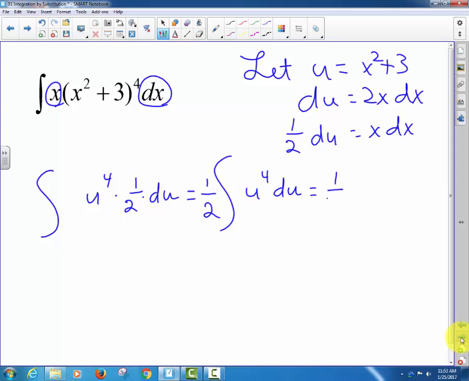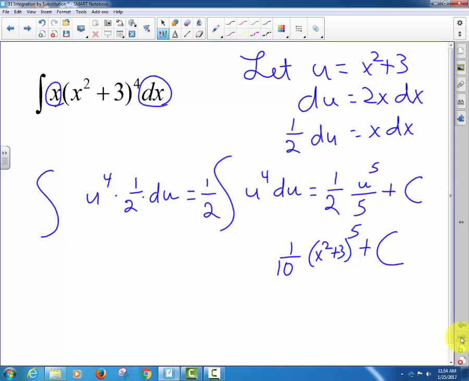So I know I've got a half. Then I'm going to integrate u to the fourth. That becomes u to the fifth over 5 plus c. And if I want my x's back in it, I'm going to get 1 over 10 times x squared plus 3 to the fifth plus c.